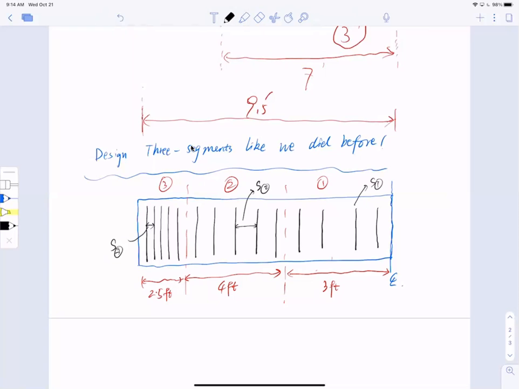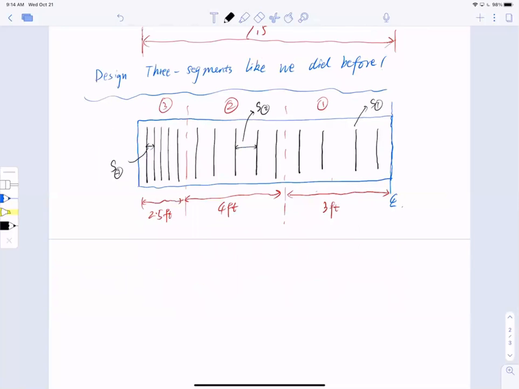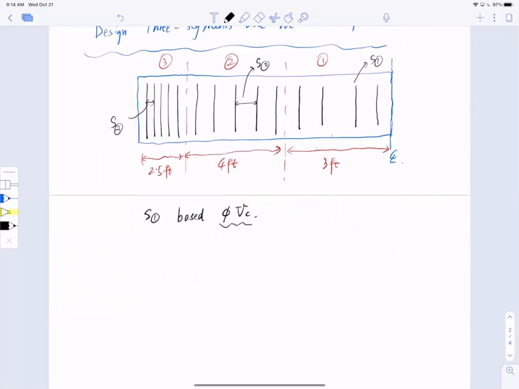All right. So with this, essentially, I will just have 3 segment design. I will only need to design 3 spacings, right? 3 spacings. And how are they designed for? So we will design S1 based on phi VC. You can get this number: phi VC equal to phi 2 lambda squared F prime C BWD. And you can calculate out, and phi equal to 0.75. So you can calculate out.